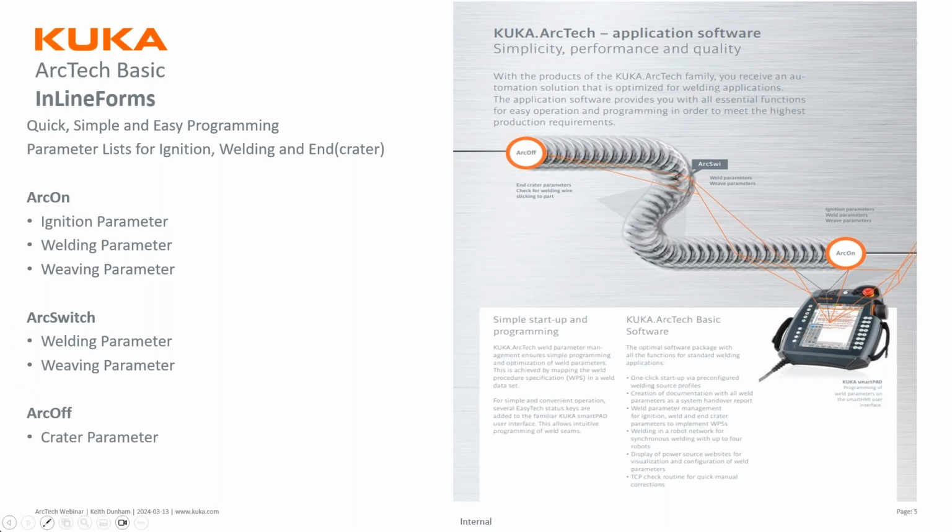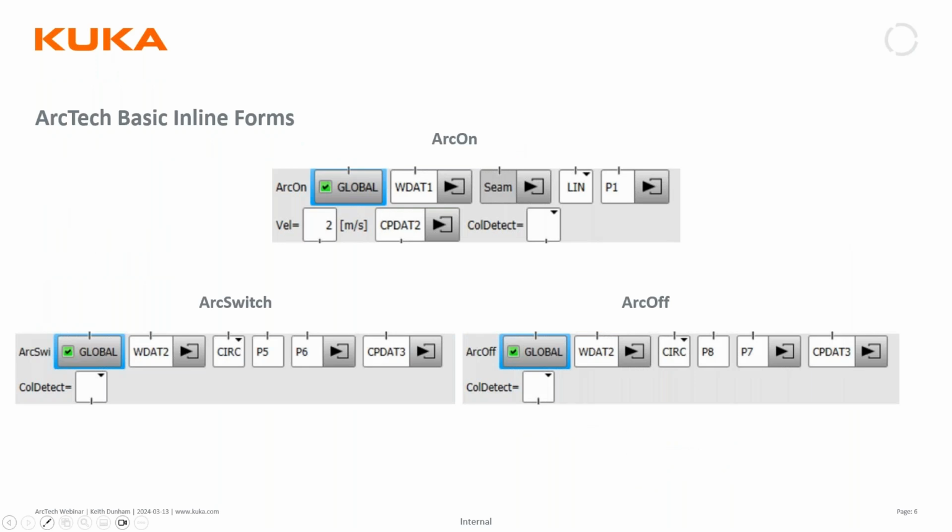In each of those, this is what the inline forms would look like on the smart pad. This is what you would open to adjust all your different parameters. Each parameter that's set at that motion or command is applied until the next motion or the next command happens. So whatever you have put on at your arc on will continue until either your arc switch or your arc off, and then those parameters will override the existing parameters. Even with velocity, you can change the velocity with those as well.